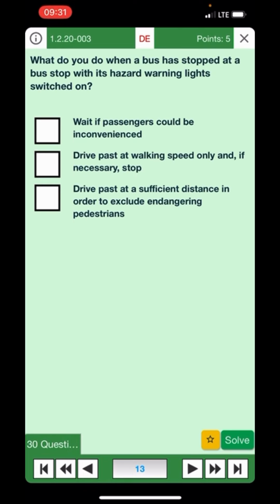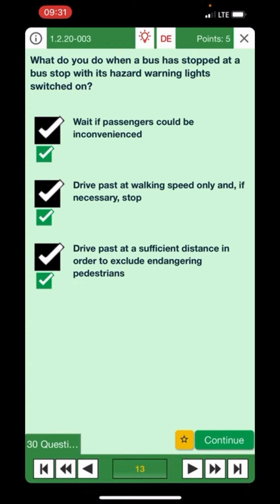What do you do when a bus has stopped at a bus stop with its hazard warning light switched on? Wait if passengers could be inconvenienced. Yes. Drive past at walking speed only and if necessary stop. Yes. Drive past at a sufficient distance in order to exclude endangering pedestrians. Yes. This is all right. Okay.